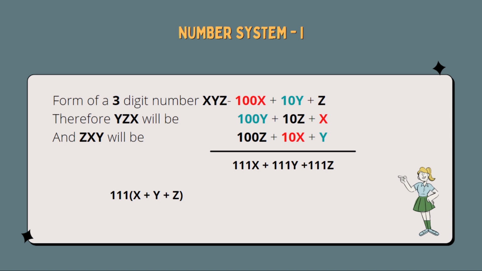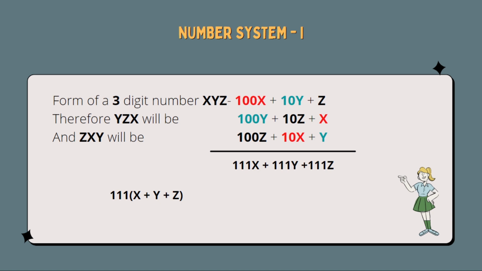Similarly for yzx: y is at 100, so 100y; z is at 10, so 10z; x is at unit, so x. Similarly for zxy, it will be 100z plus 10x plus y.